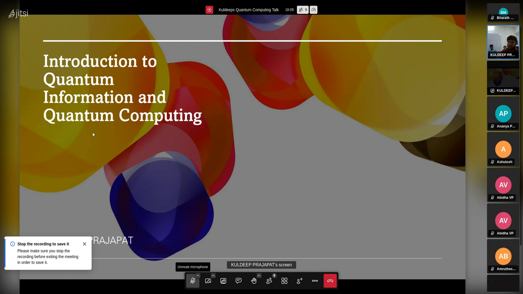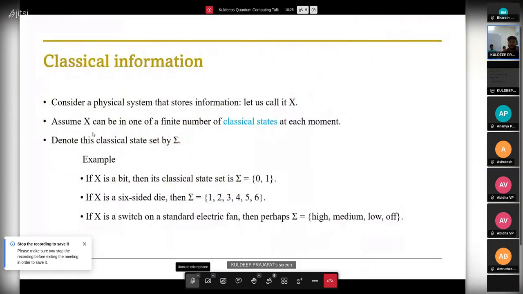Whatever we see in our physical world, like the communication we are doing right now, our internet, everything we see, these are all classical information we share with each other. So how do we deal with classical information, how do we mathematically write it? Let's suppose a single system, called X. Assume that X can be in one of a finite number of classical states at each moment.